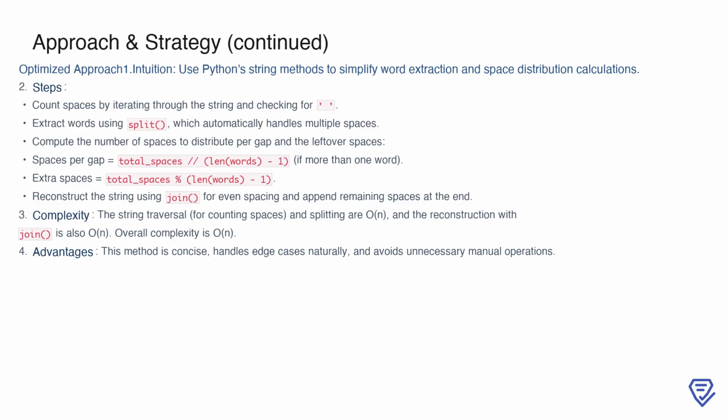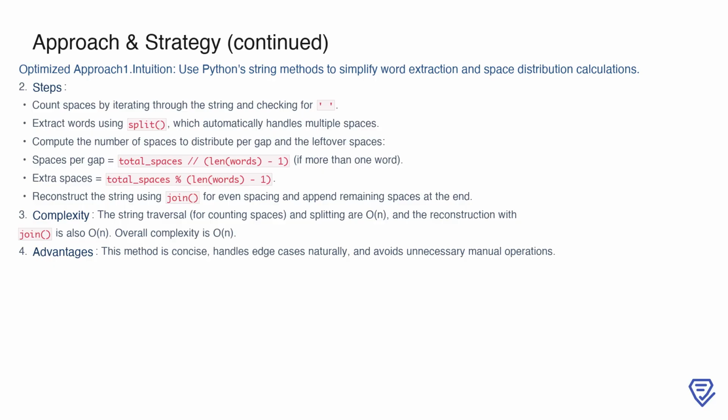This method leverages Python's built-in string functions to make the solution more concise and robust. First, we count the spaces in the string by iterating over it character by character. Then, we use split to extract the words, which has the added benefit of automatically handling multiple spaces. From here, we compute 2 key values: the number of spaces to distribute evenly between the gaps and the leftover spaces. If there is more than 1 word, the spaces per gap are calculated as total_spaces // (len(words) - 1), and the remainder is total_spaces % (len(words) - 1).